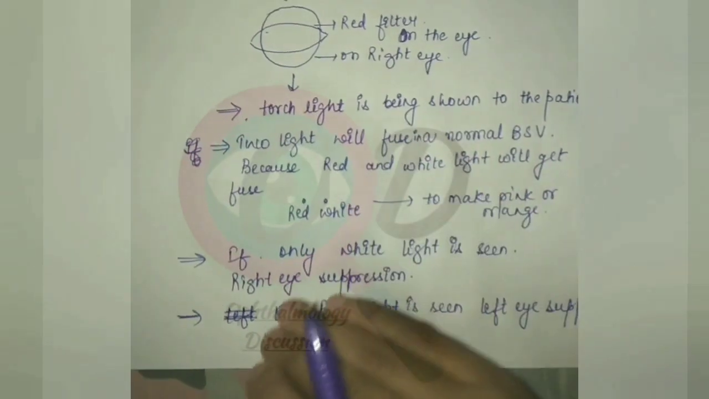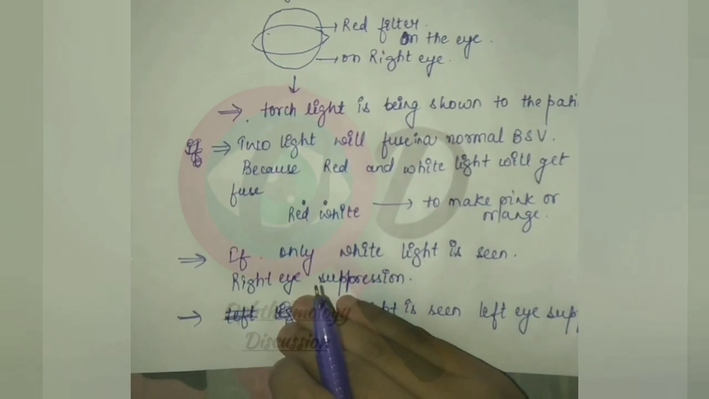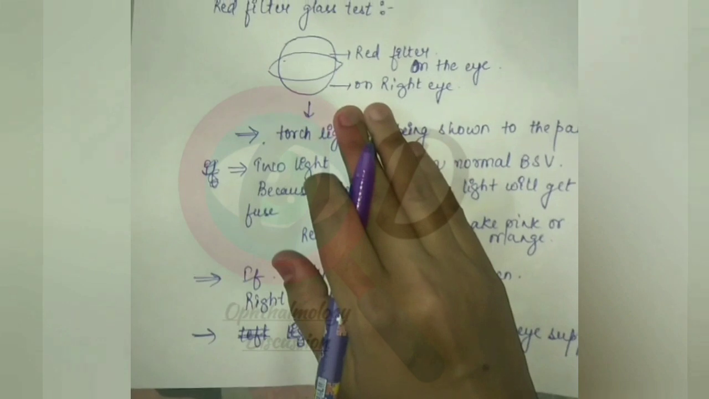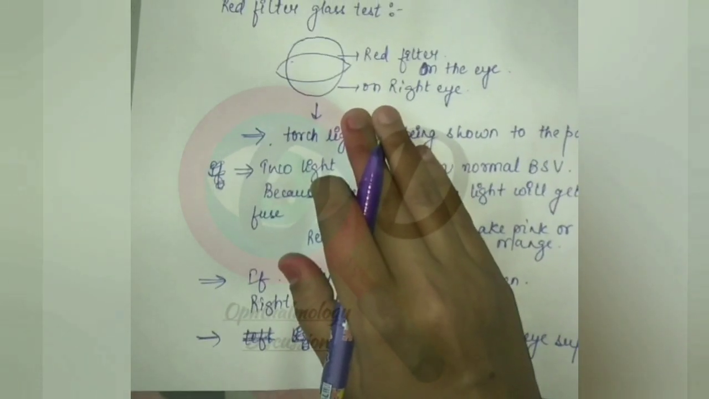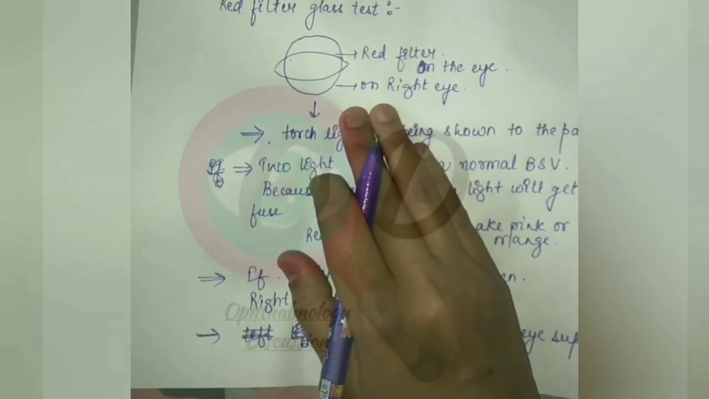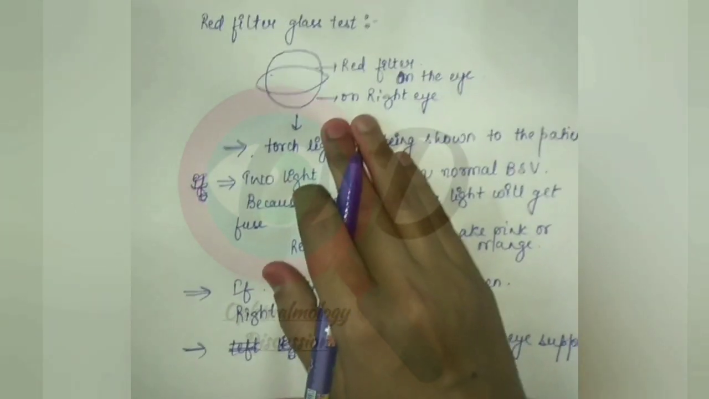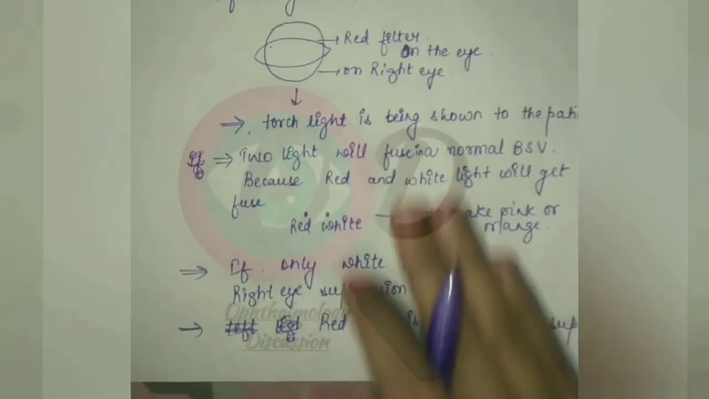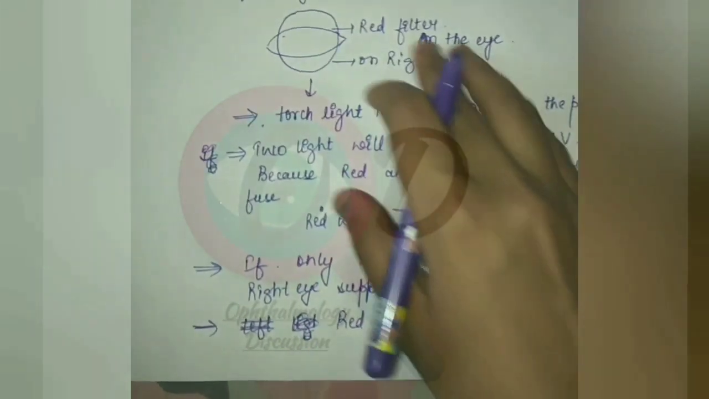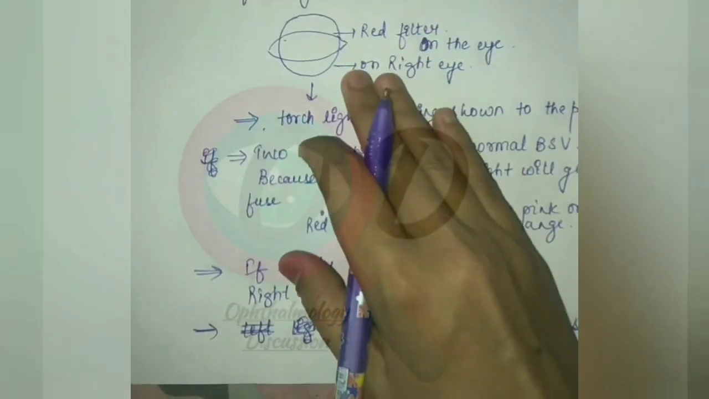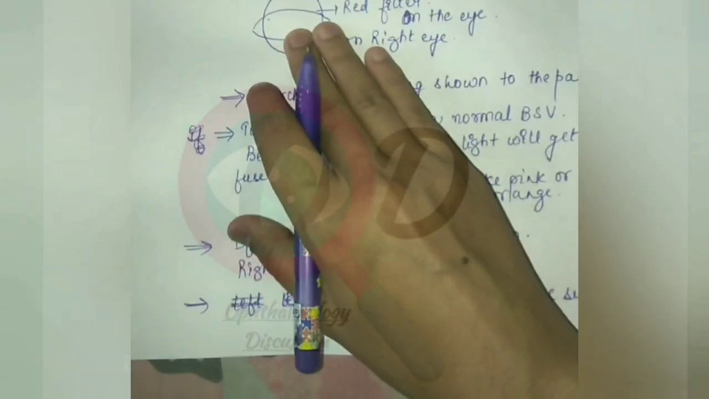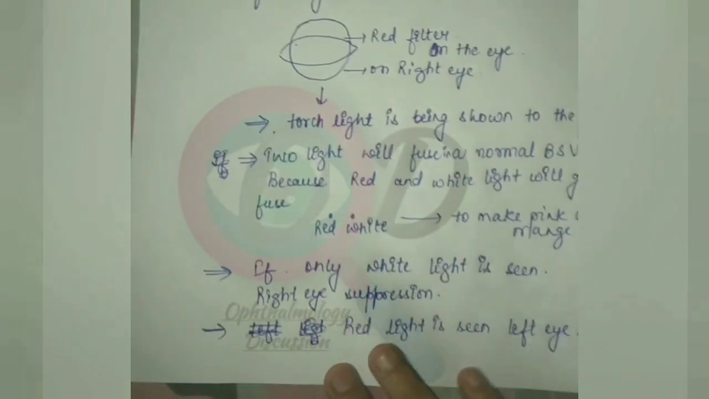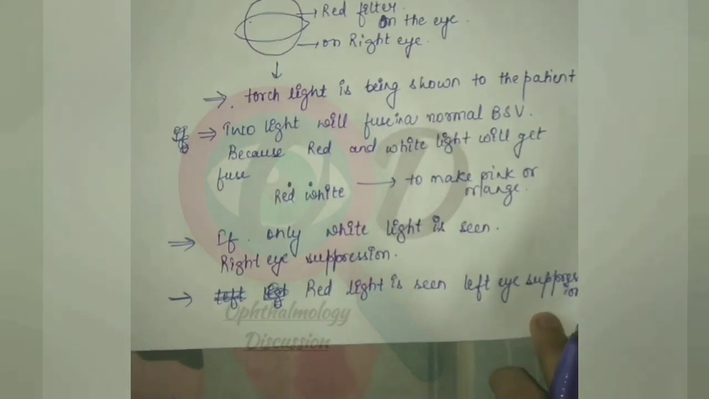But if only white light is seen, what happened? We have placed the red filter in the right eye, na? So the patient should see the red light with the right eye, but the patient is not seeing the red light and is only seeing the white light. Then there is right eye suppression. Okay, but if the patient is seeing only the red color, because we have placed the red filter in the right eye, so there is an absence of white light and the patient is only seeing the red light, then the left eye suppression is there.